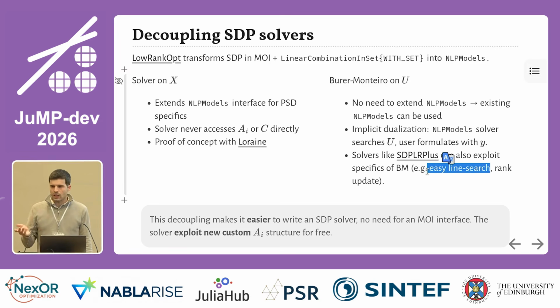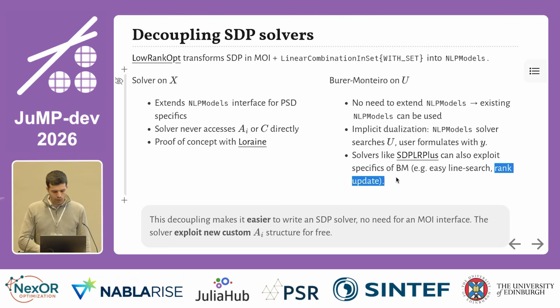Also, at some point, if the problem is tricky, you can increase the rank and continue the optimization with a higher rank, because you expect it to be easier. And so it needs a way to ask low-rank opt to increase the rank, so change the optimization problem a bit and continue.